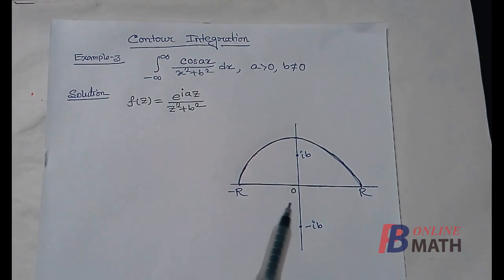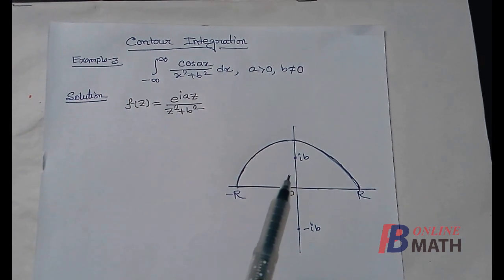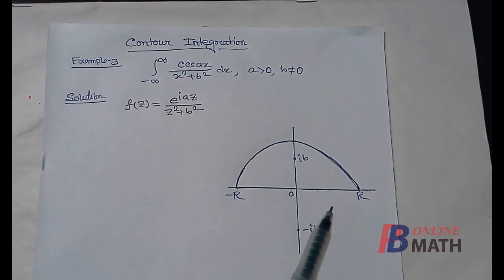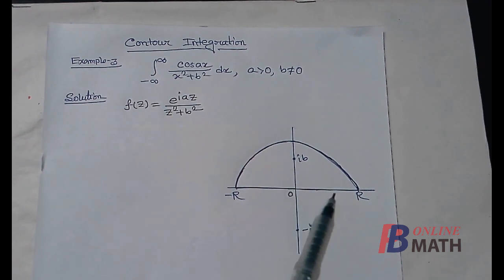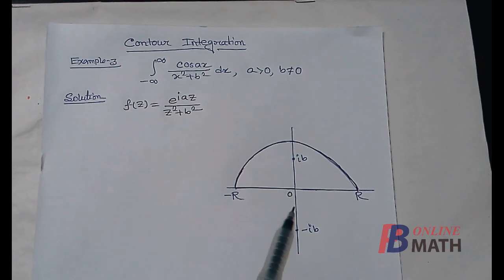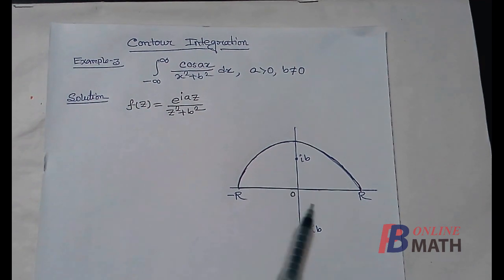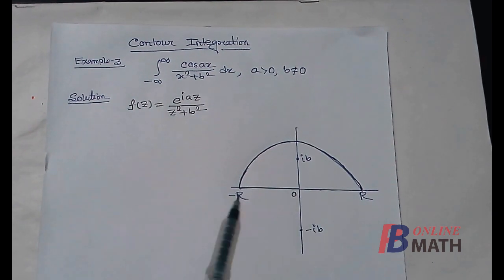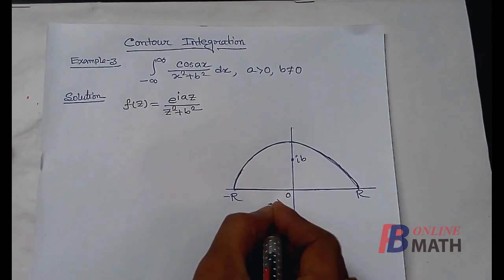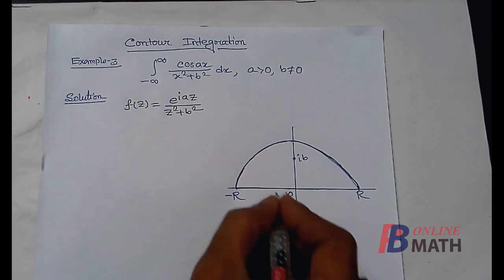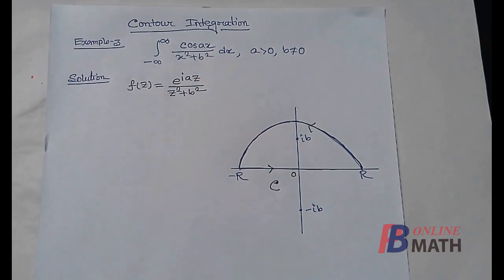Now we have selected the contour in such a manner that the singularity plus ib lies within the contour. So R must be selected large enough such that the singularity lies within the contour. Now capital R is a large positive real number, and as R tends to plus infinity, this contour covers the total real axis. So suppose capital C be this closed contour and the direction is taken as anticlockwise, that is the positive sense.